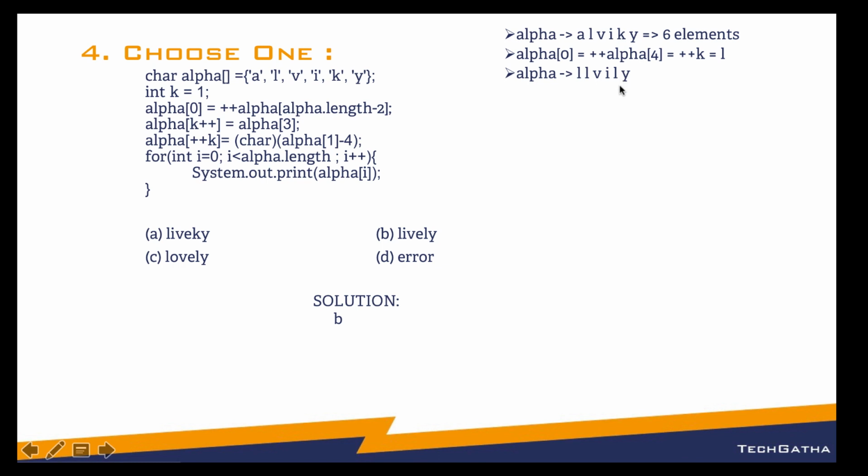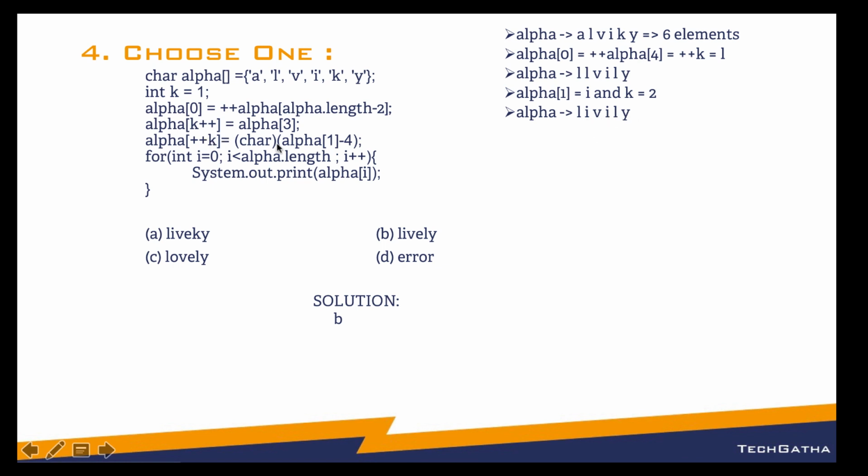Next statement, alpha of K plus plus, post increment operator, so the K is 1, alpha of 1. Value at index 3, that is 0, 1, 2, that is I. So I gets assigned at 1 and the K becomes 2 post this expression. So the new array becomes, we already have L at the 0th index, then I, V, I, L, Y.